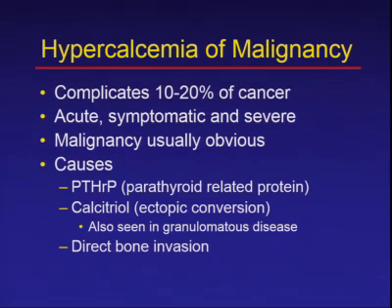You can have ectopic activation of calcitriol, often in granulomatous disease or lung malignancy. So you can have elevated levels of calcitriol, which again will cause increased enteral calcium absorption and hypercalcemia. And then you could have direct bone invasion of the malignancy through metastases, causing bone destruction and hypercalcemia that way.